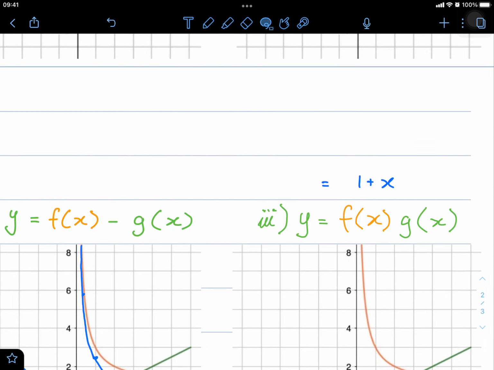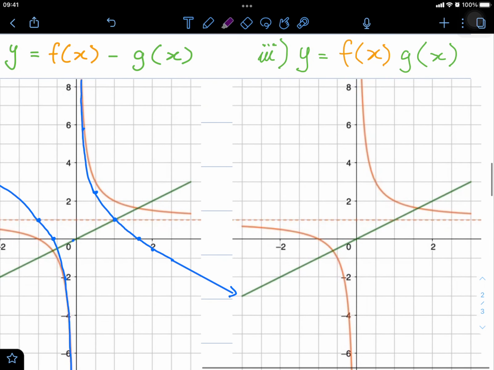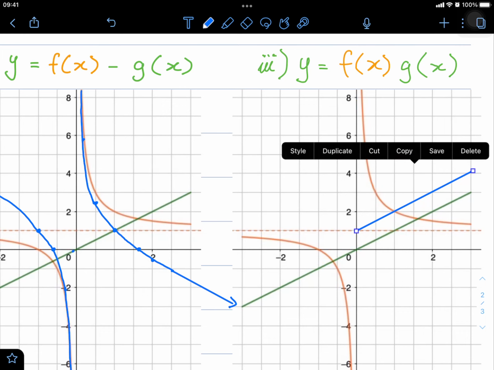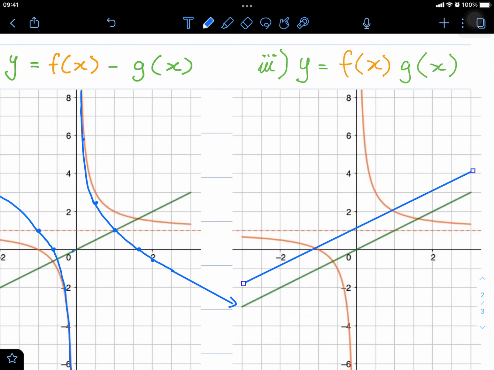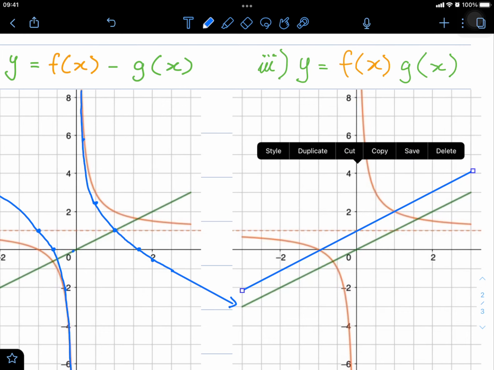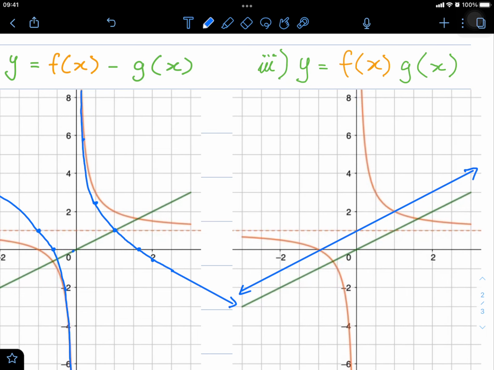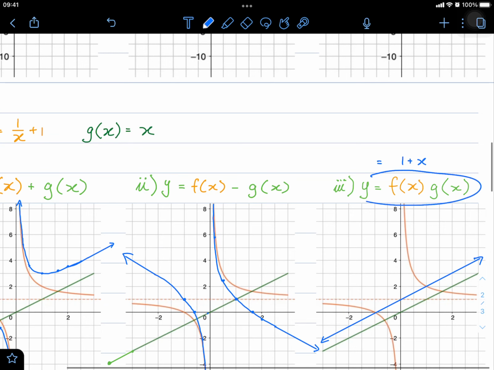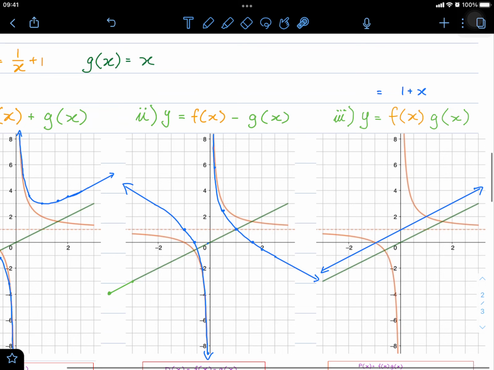That's actually very easy to graph because that's just a linear function of gradient 1 with a y-intercept of 1. So it should look like this. It should look parallel to that one there. So that there is actually the function, the product of these two functions. It should be something as simple as this.